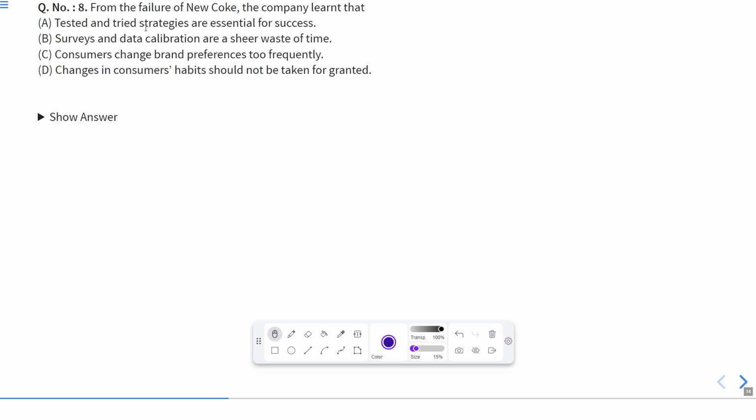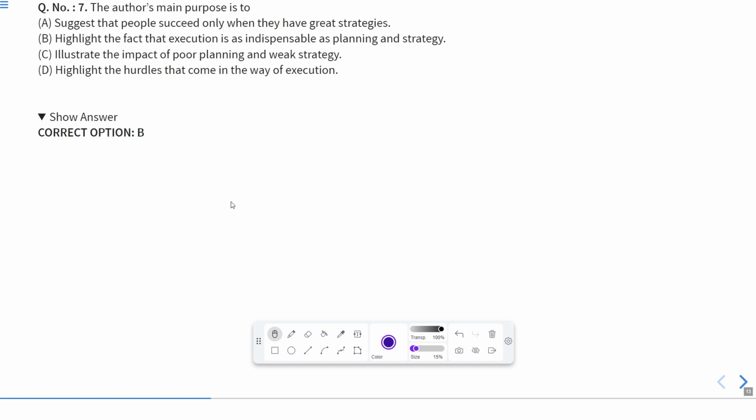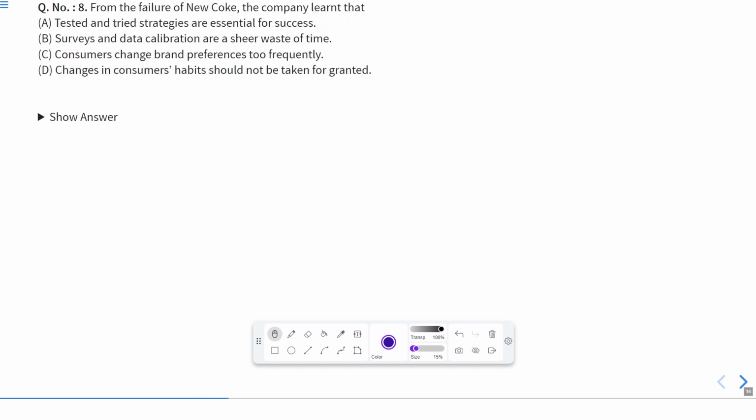Question number 8. From the failure of new Coke, the company learned that, as we have discussed in this line, there was a dismay to the company because they failed in this. Now what they have learned from this: tested and tried strategies are essential for success. Surveys and data calibration are a sheer waste of time. Sheer means absolute, or you can say utter, complete waste of time.